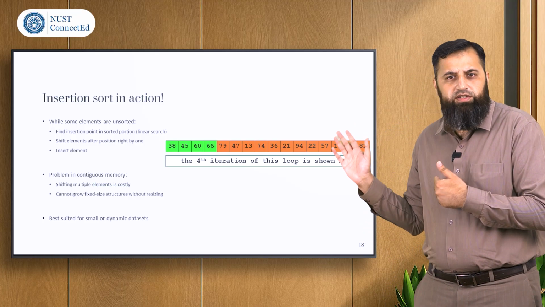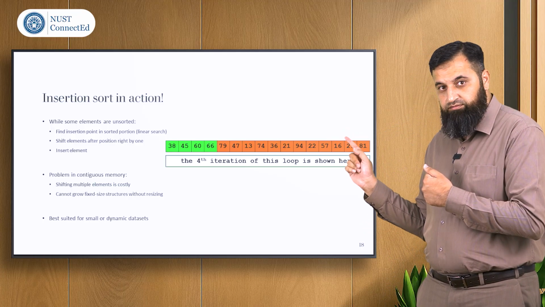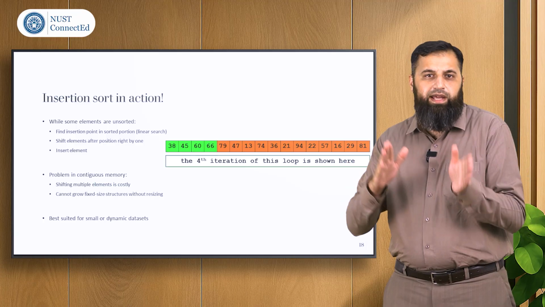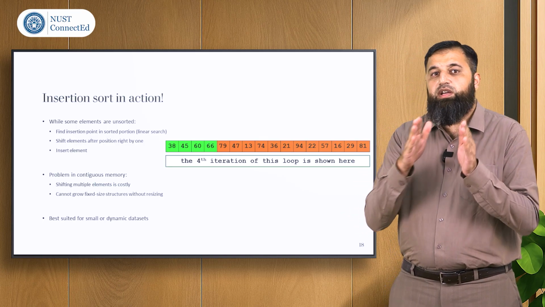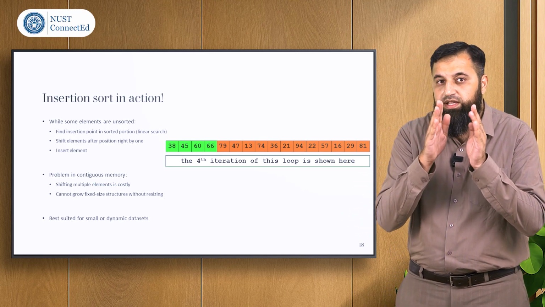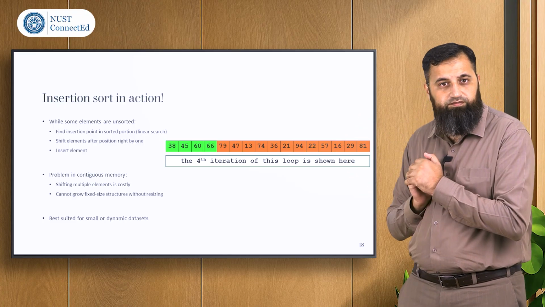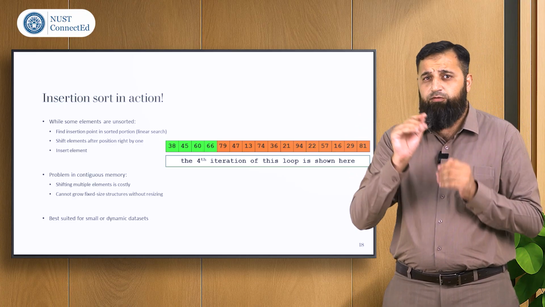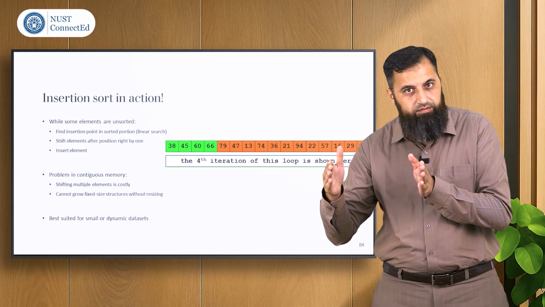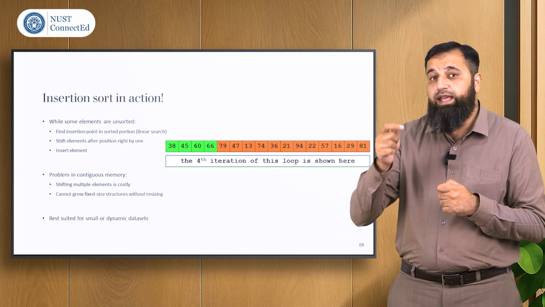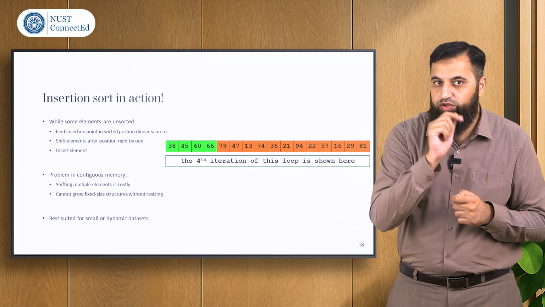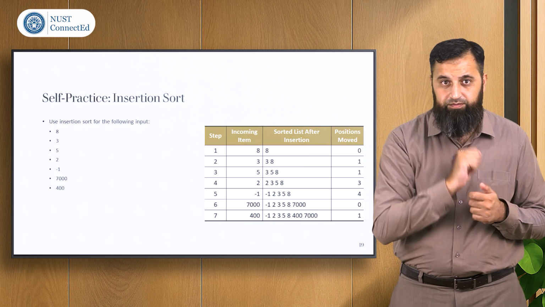Let's take another dataset right over here. We sort these one at a time, inserting each into the correct position in the sorted section. Here, the fourth iteration is shown. By this point, the first four elements are in order, and we are inserting the next number into its right position. Now it's your turn.